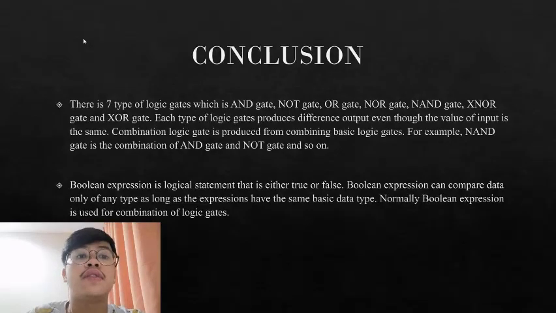In conclusion, there are 7 types of logic gates, which are the AND gate, NOT gate, OR gate, NOR gate, NAND gate, XNOR gate, and XOR gate. Each type of logic gate produces a different output even though the value of the input is the same. Combinations of logic gates are produced by combining basic logic gates. For example, a NAND gate is the combination of an AND gate and a NOT gate.